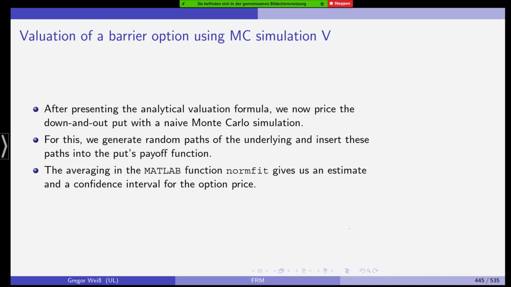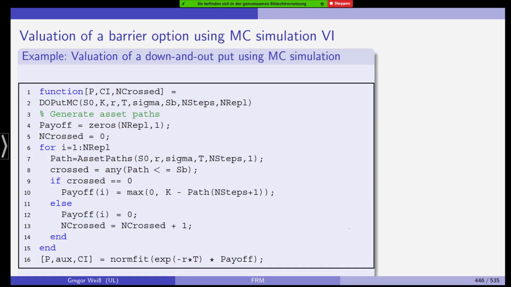Okay. Now, we have the analytical evaluation. We price the down and out put with a very naive Monte Carlo simulation. Again, we calculate the option payoffs, we discount them, and then in the end, we do not simply calculate the average, but we fit a normal distribution to the discounted payoffs of the option to not only get the mean, but also get a confidence interval around the mean. Okay, so this is the down and out put using Monte Carlo simulation.